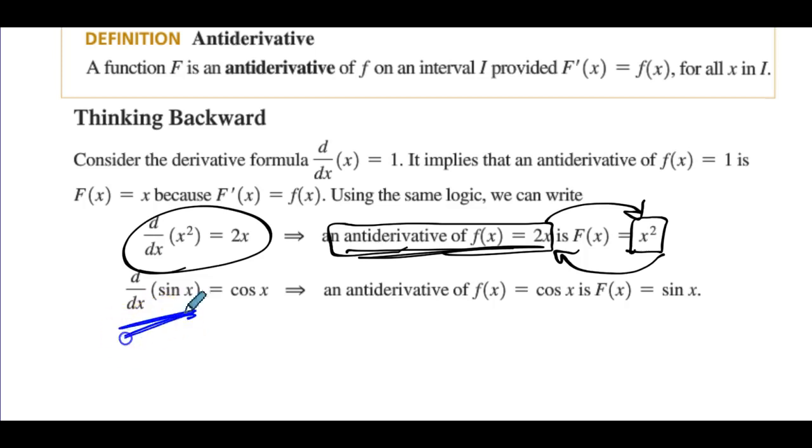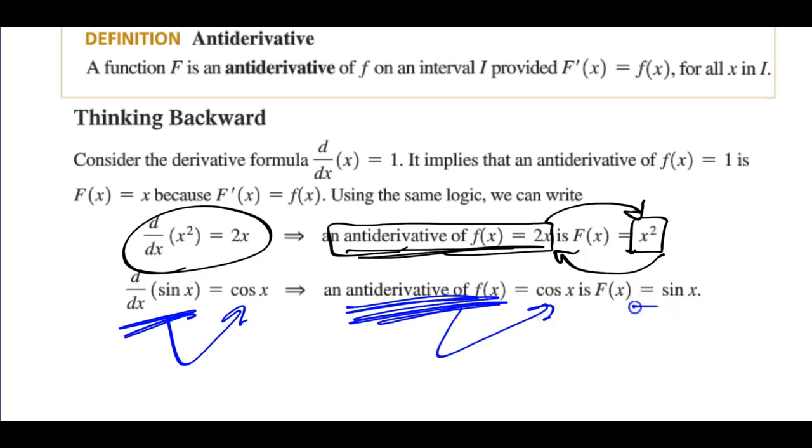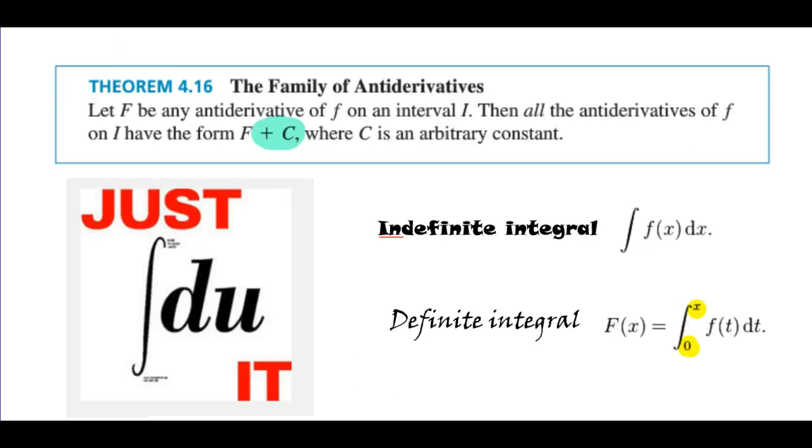We know the derivative of sine is cosine. So if I were to ask for the antiderivative of cosine, you would say sine. Simple enough. The notation for antiderivative is this integral sign. At the end of the integral sign, you've got a dx or a du or a dt.